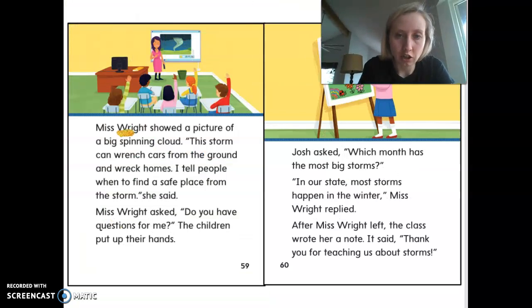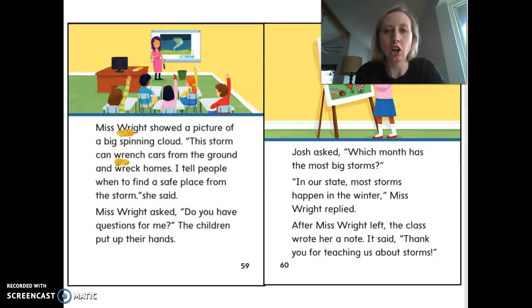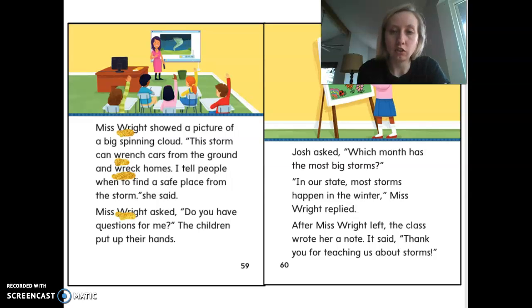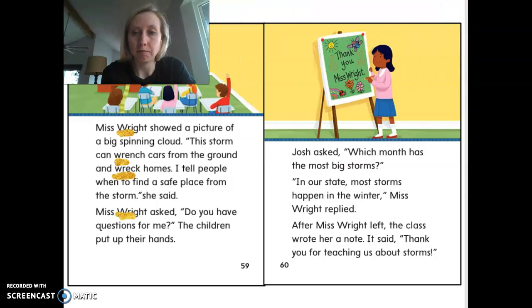Miss Wright showed a picture of a big spinning cloud. "This storm can wrench, that means pull, cars from the ground and wreck homes. I tell people when to find a safe place from the storm," she said. Miss Wright asked, "Do you have questions for me?" The children put up their hands.